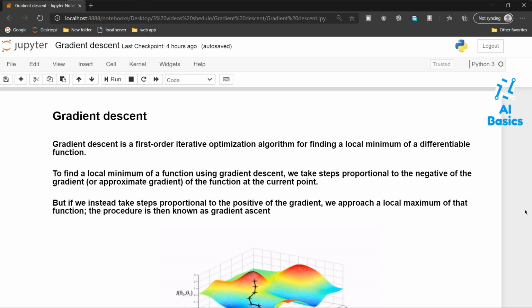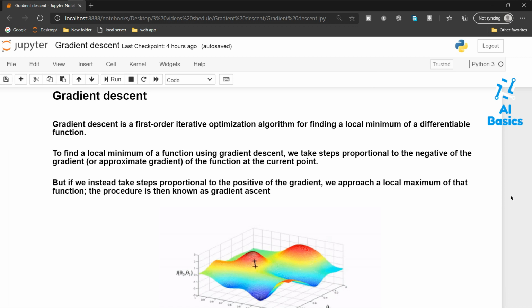So actually, what is gradient descent? Gradient descent is a first-order iterative optimization algorithm. That means we are finding a local minimum of a differentiable function. In terms of mathematics, we take one equation, apply partial derivatives to that equation, and find the local minimum. Gradient methods are of two types: one is gradient descent and the other is gradient ascent. I will tell you when we use gradient descent and when we use gradient ascent.